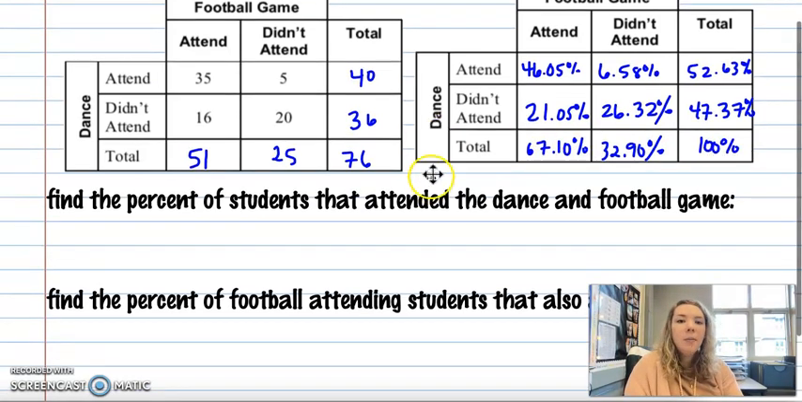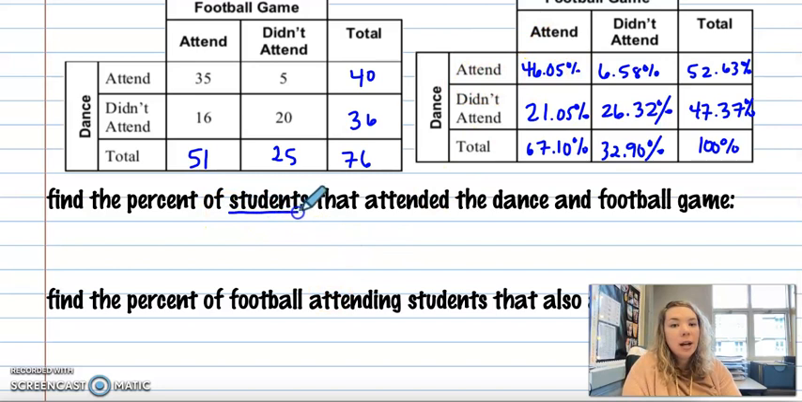All right, find the percent of students that attended the dance and football game. So attended both, and it just says of students. So that's how I know that I can use my normal relative frequency table. It didn't say find the percent of football game attendees or find the percent of dance attendees. It said find the percent of students, which means our whole total, that attended both the dance and football game. So for us, that'd be 46.05%.